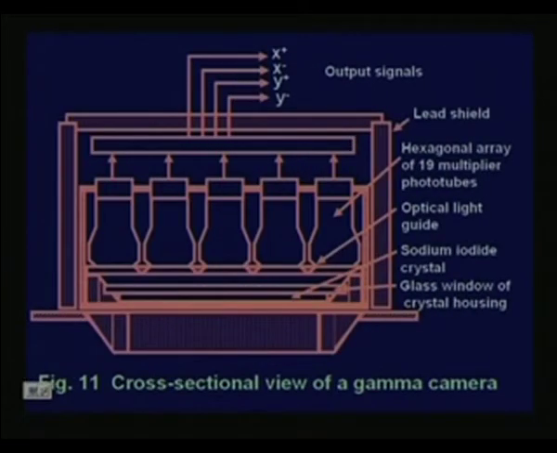Now, the cross sectional view of the gamma camera. You see we have a lead shield on all sides. We have a hexagonal array of 19 photomultiplier tubes. These are photomultiplier tubes. We have sodium iodide crystals here, a glass window, and the crystal housing. This is the optical guide, and these are the sodium iodide crystals. We are getting output signals x plus, y plus, which can be given to oscilloscope-like systems, the horizontal plates and the vertical plates, to get the proper picture.